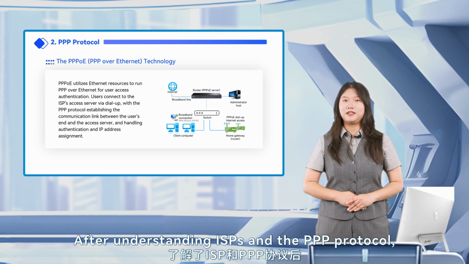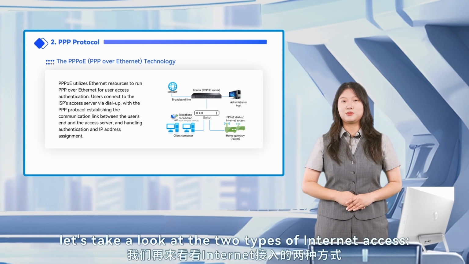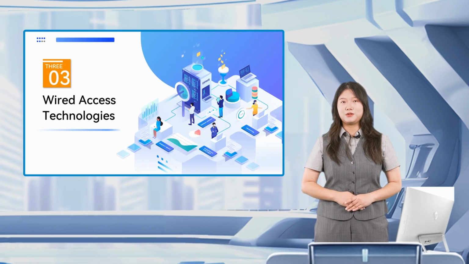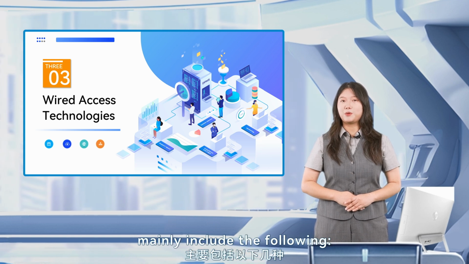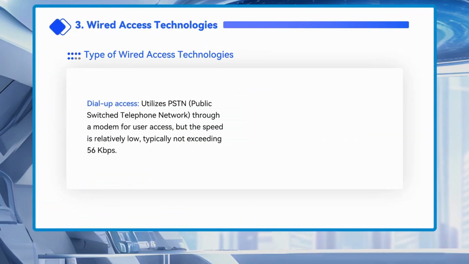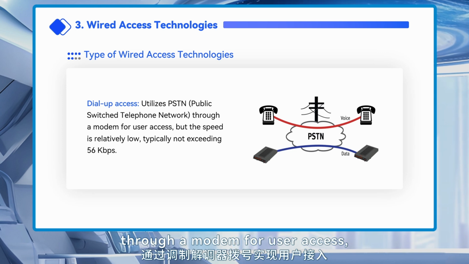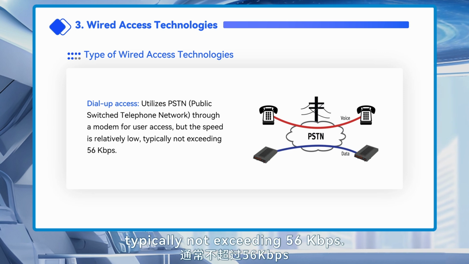After understanding internet service providers and the point-to-point protocol, let's take a look at the 2 types of internet access: wired access and wireless access. First, wired access technologies mainly include the following. Dial-up access utilizes the public switched telephone network through a modem for user access, but the speed is relatively low, typically not exceeding 56 kilobits per second.